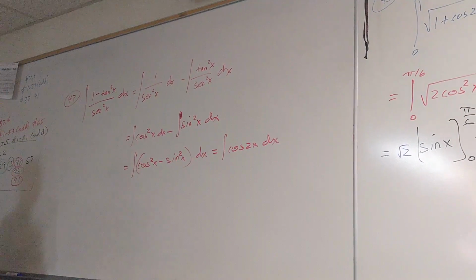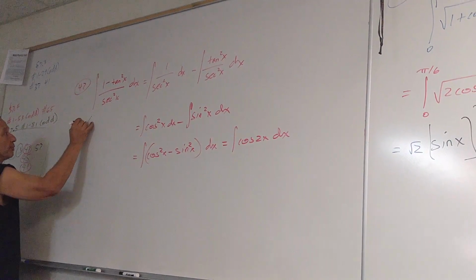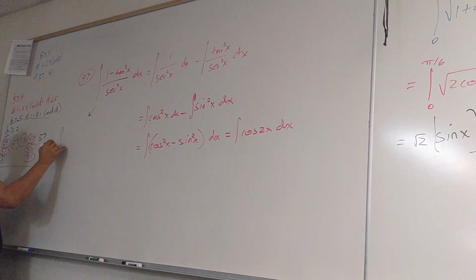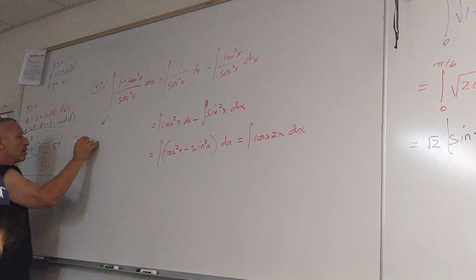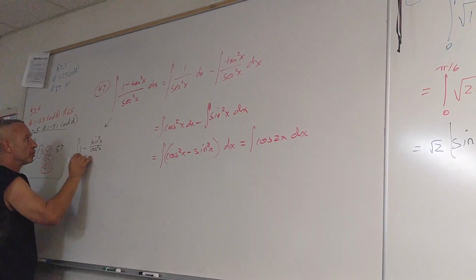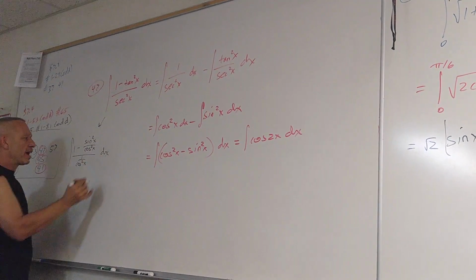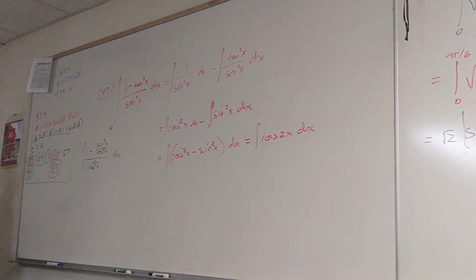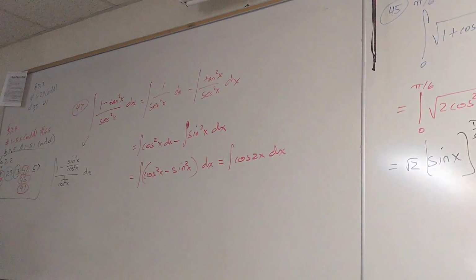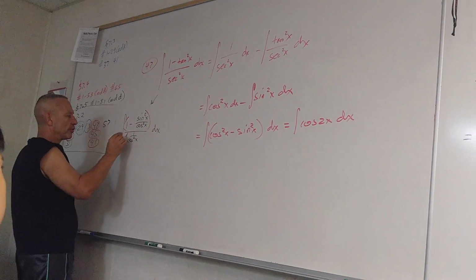Her suggestion was to change everything to sines and cosines immediately. So had we followed her suggestion, we would have had 1 minus sine squared x over cosine squared x, all divided by 1 over cosine squared x. Notice that really sort of yells at you to use an old algebraic technique of multiplying top and bottom by the LCD.